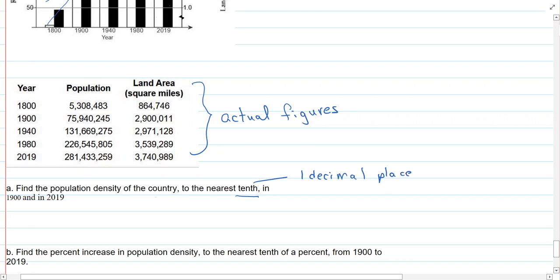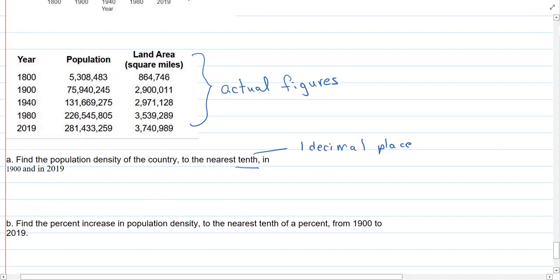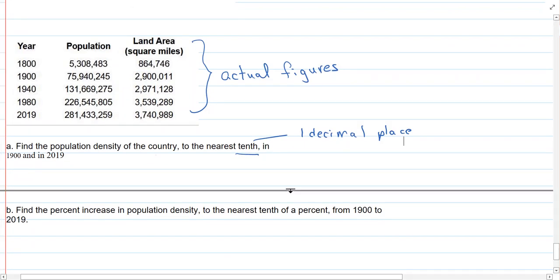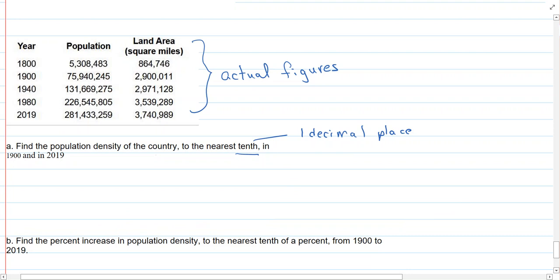In 1900 and 2019. So that means people per square mile. People per square mile. All right, so we're going to construct two ratios or units. Okay. Sorry, it's population per square mile. Population per square mile.